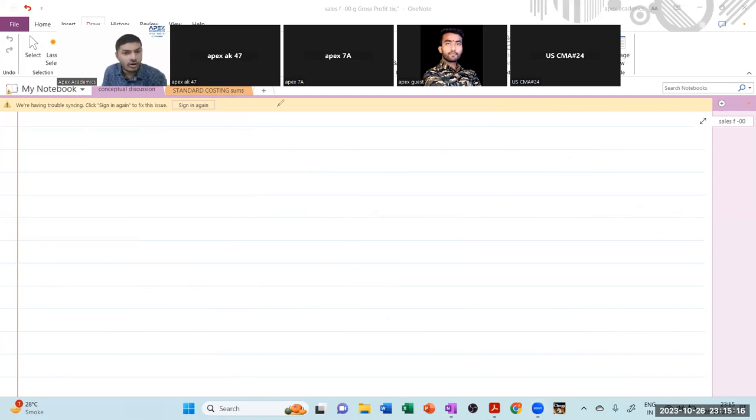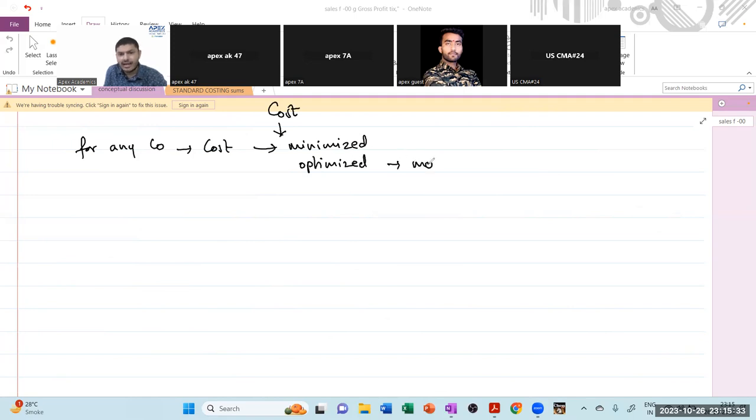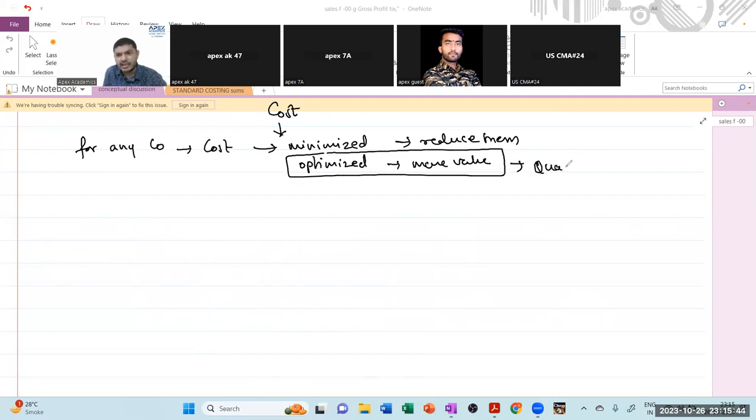Now, let's talk about costs. Always remember one thing. For any company, costs are either to be minimized or they are to be optimized. What do I mean by optimized? You need more value. And what is the meaning of minimize? Just outrightly reduce them. This particular topic of optimization and more value is qualitative in nature.